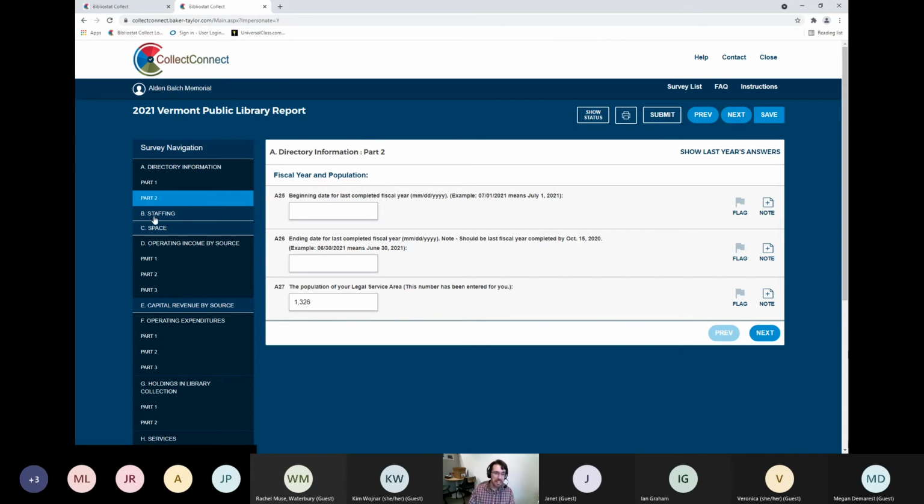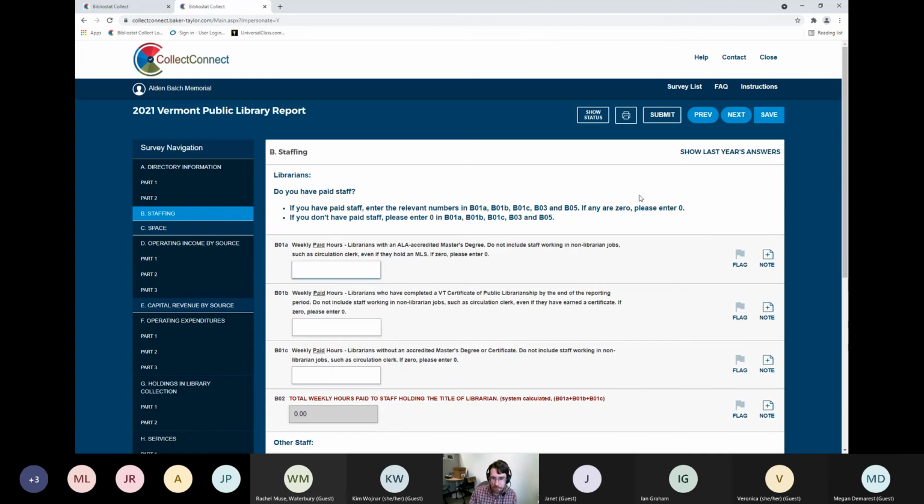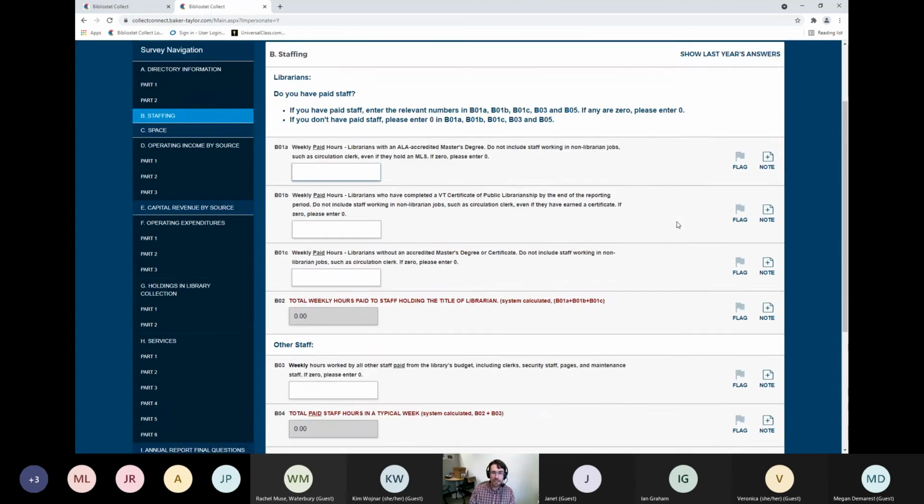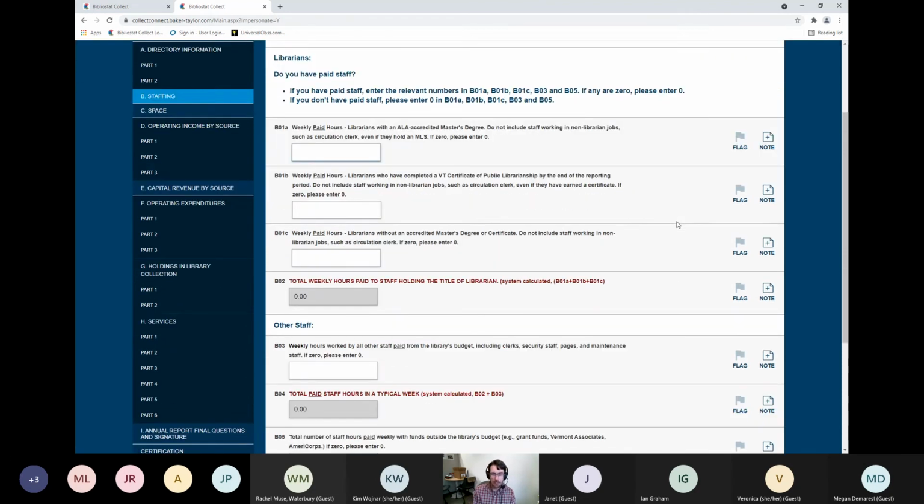Section 2, or B, sorry, is staffing. What we're looking for here is how many hours a week you had of staff hours in these categories. We're looking for during a week, not total hours for the year. First off, it's looking for librarians. The definition of librarian is a little bit fuzzy.